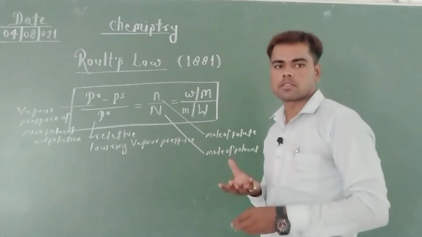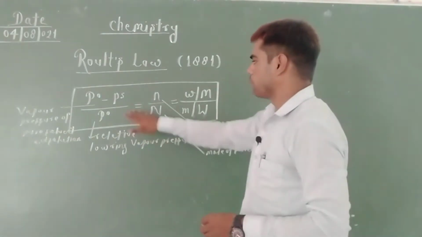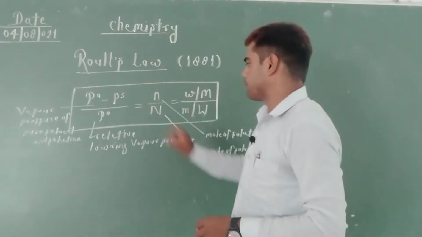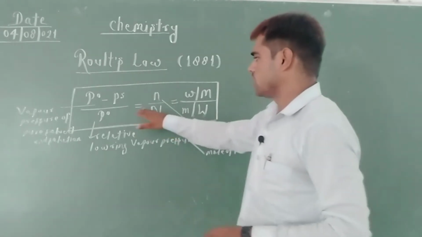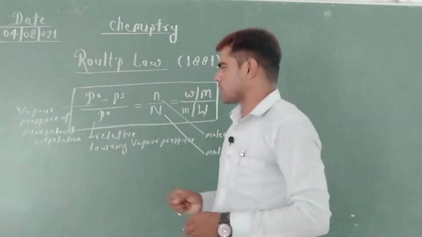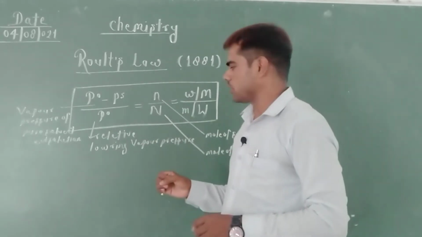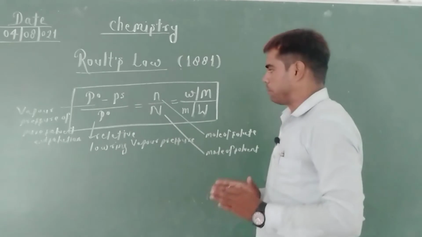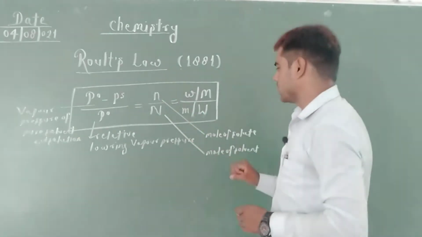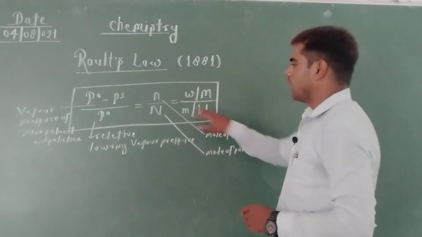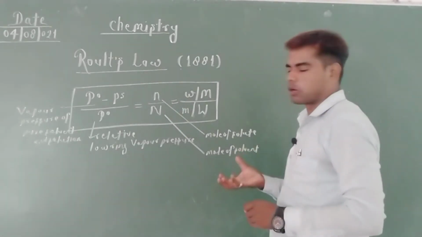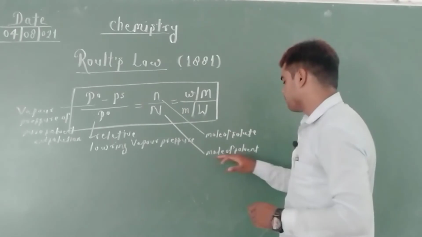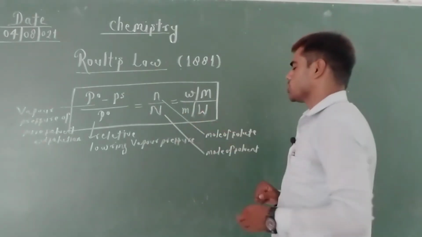By derivation, it can be written as (P0 minus Ps) upon P0 equal to small n upon capital N, where Ps is the vapor pressure of the solution and P0 is the vapor pressure of the pure solvent, so this is the relative lowering of vapor pressure. We know that small n is the mole of solute and small n equals small w upon small m, and capital N is the mole of solvent and its value is capital W upon capital M.